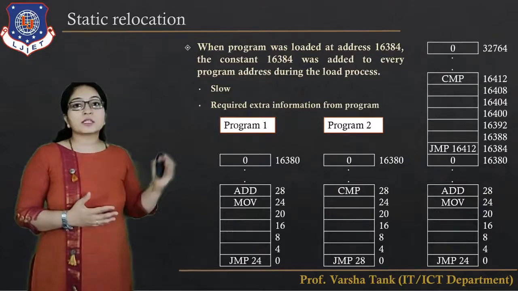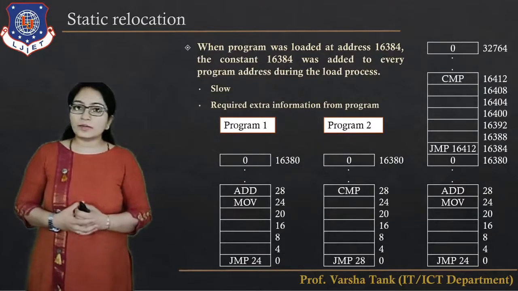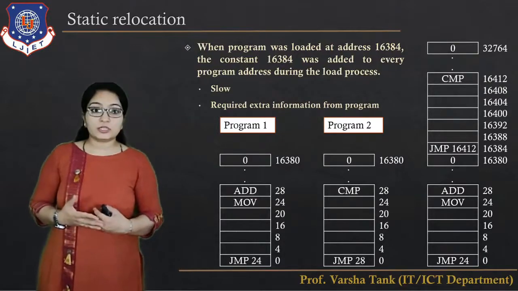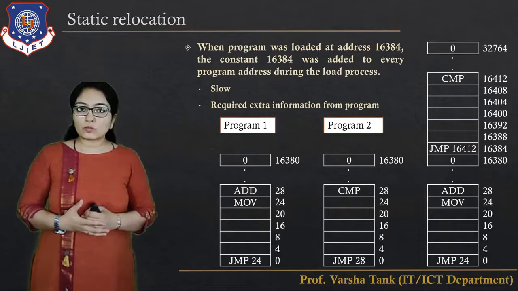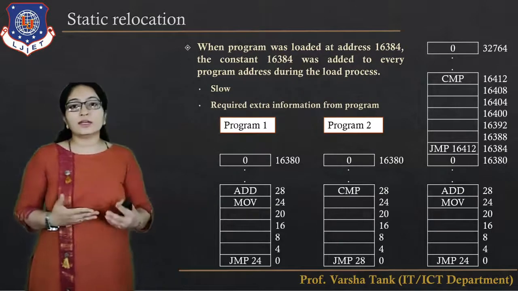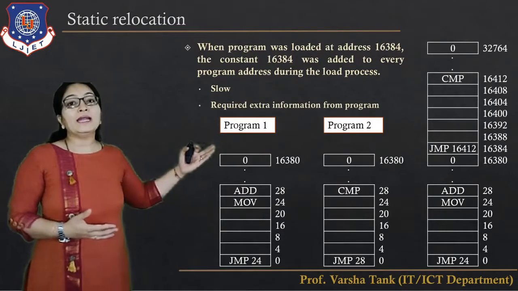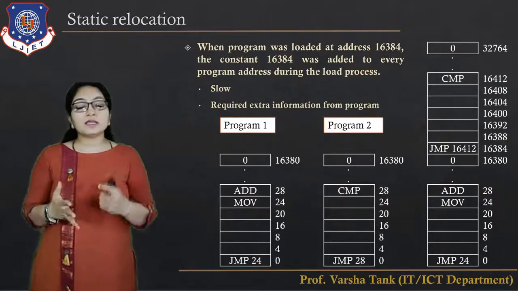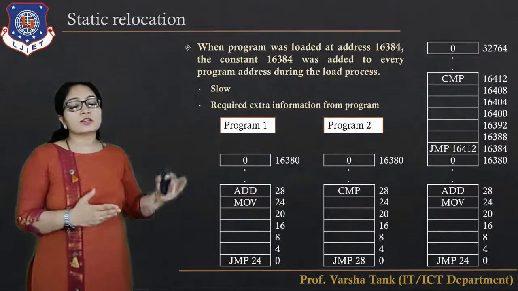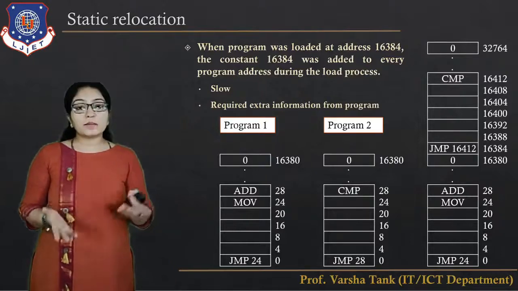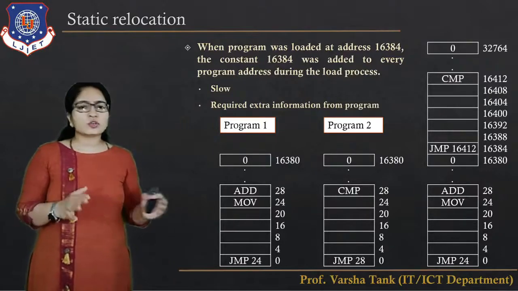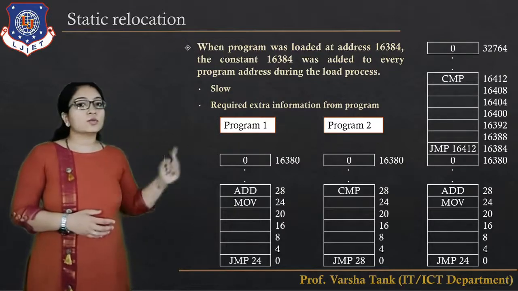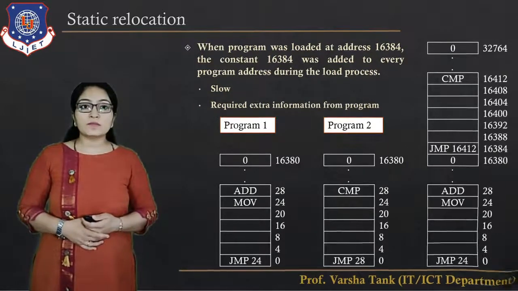It requires extra information from the program, and it is slow. Those are the two disadvantages. It is slow because every time we have to change the address of each and every instruction, so it is a little slower than the actual execution of the program. And it requires extra information from the program, such as where the instructions will be jumped to or where they will be stored. This is known as static relocation.